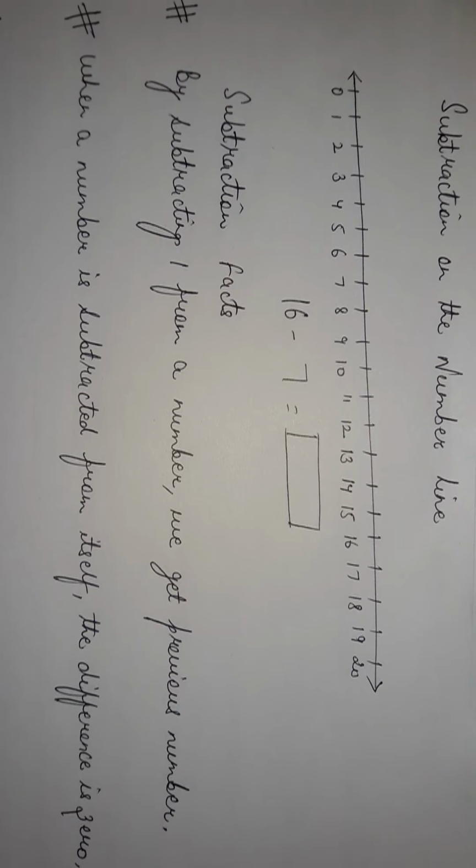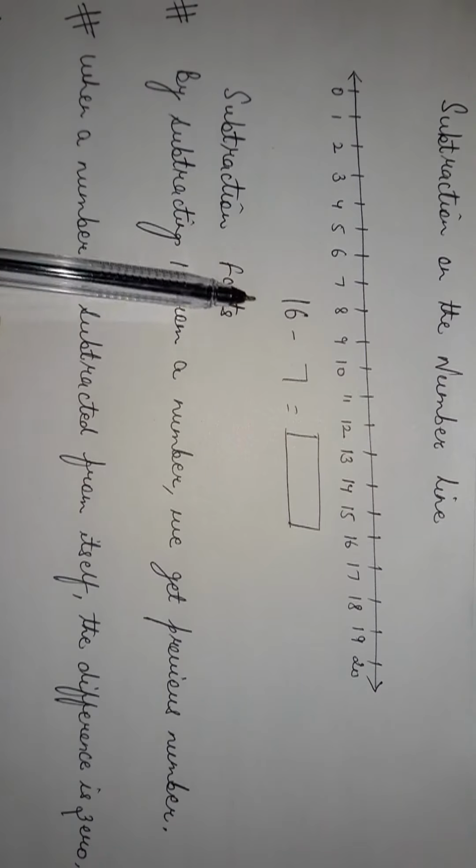The first topic for today is subtraction on the number line. So let us see how subtraction of numbers on the number line can take place. It is just like counting backward. First, we'll jump on the first number and then we'll count backward.